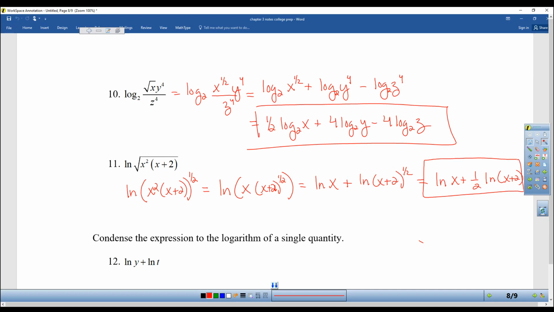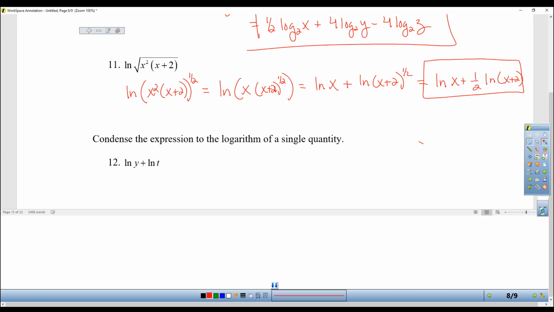There we go. Let's do some condensing. Remember, you want it to be a single logarithm in the end. So even though this is multiplication, don't write natural log of y times natural log of t. Okay? Make sure you write as a single logarithm, natural log of yt. You can have parentheses or not, it doesn't really matter.